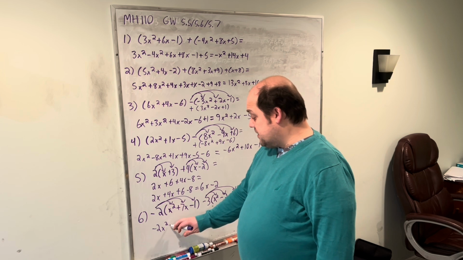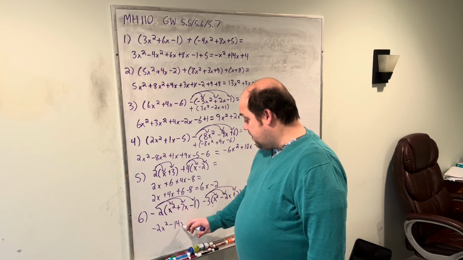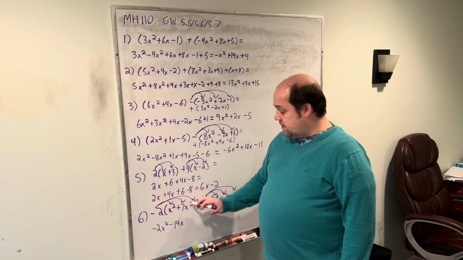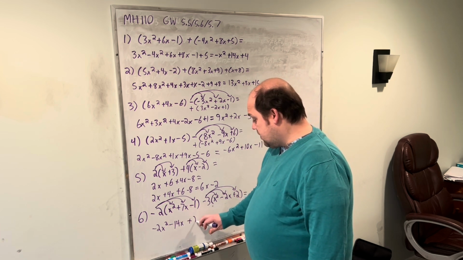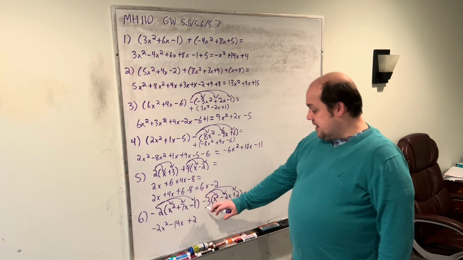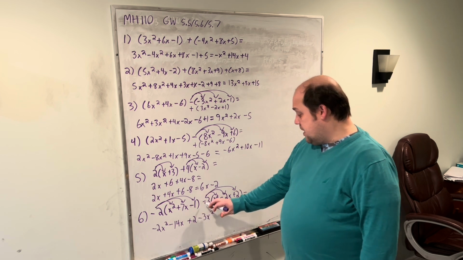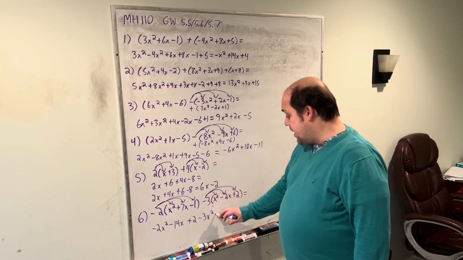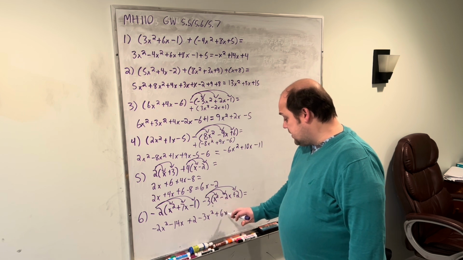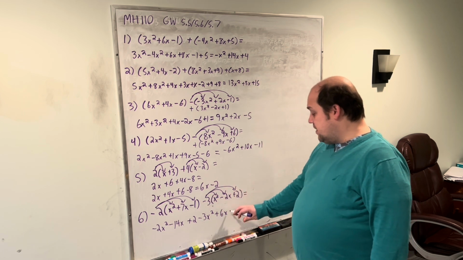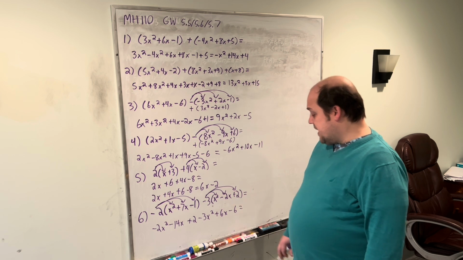When I do negative 2 times x squared, I get negative 2x squared. Negative 2 times a positive 7x gives me negative 14x. Negative 2 times a negative 1 gives me positive 2. Negative 3 times x squared gives me negative 3x squared. Negative 3 times negative 2x gives me positive 6x. Negative 3 times positive 2 gives me negative 6.